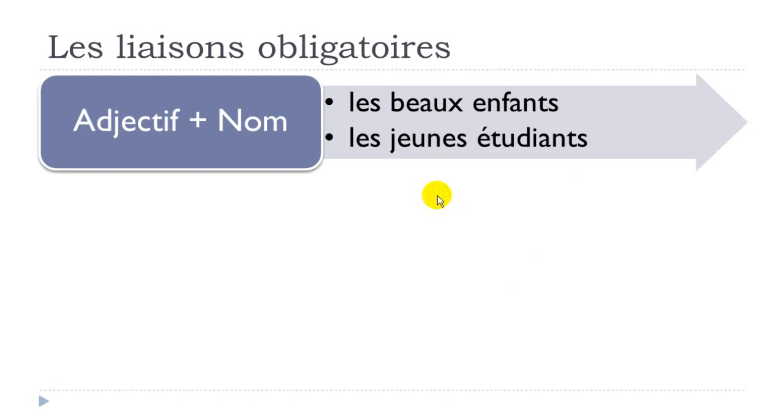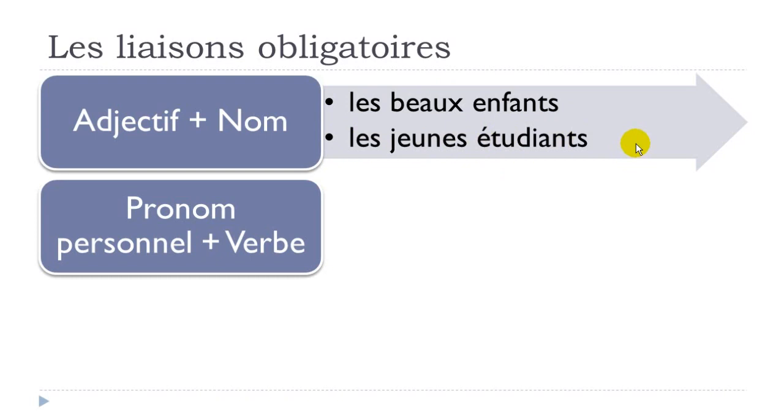So you make the liaison between beau, so adjective, and enfant. And here it's quite interesting because even if you've got this X, phonetically it will be like Z, like if it would be an S, okay? Les beaux enfants, all right? Les jeunes étudiants, all right? So same thing here, the link between the two, les jeunes étudiants, all right?